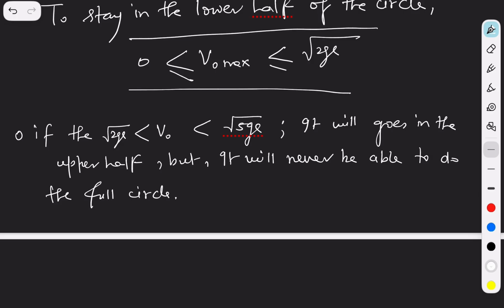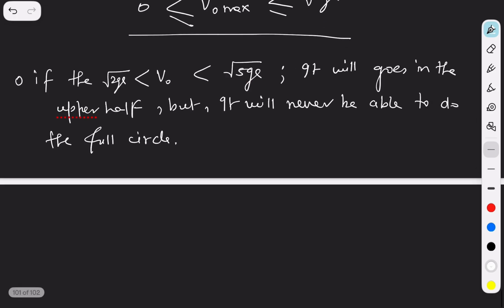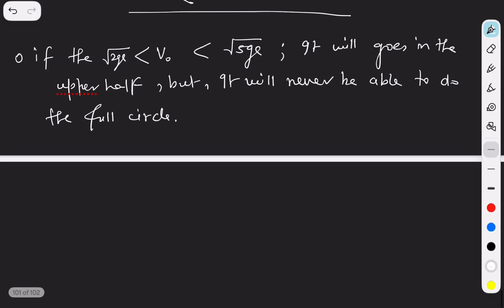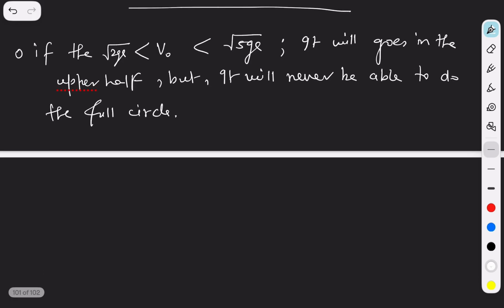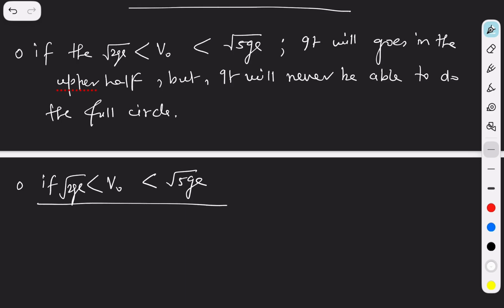So now it should be our interest how it will do the motion if v naught is less than root 5gl and greater than root 2gl. This analysis is very interesting, guys. When the velocity is more than root 2gl but less than root 5gl, how the motion will be performed, that we want to explore.